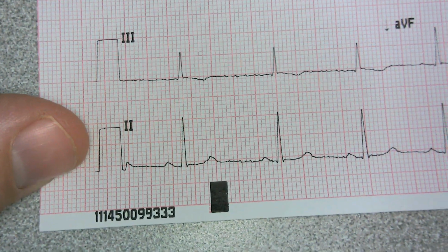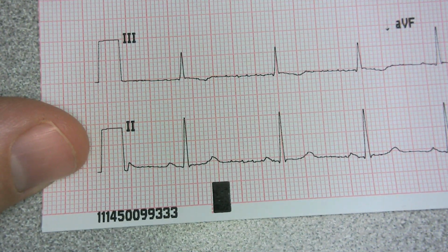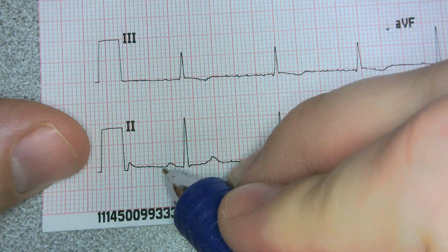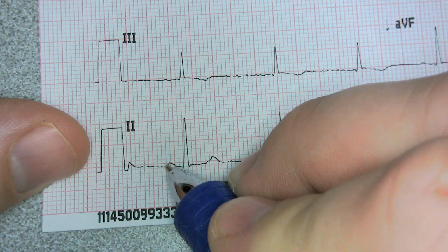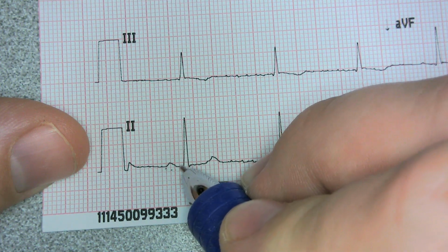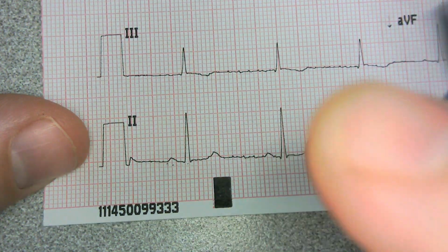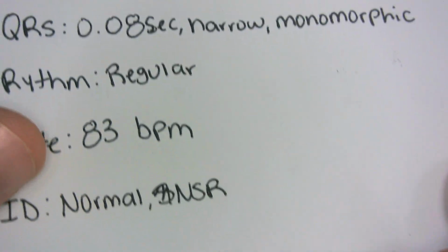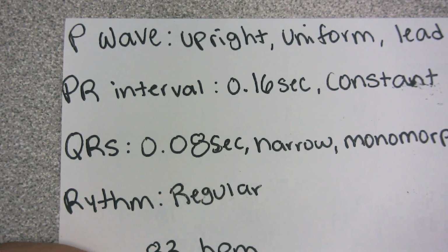Let's look at this. PR interval, she said 0.16 seconds. Here's the start of our P wave. 0, haven't gotten anywhere. 0.04, 0.08, 0.12, 0.16 seconds. Alright, let's see what she said. Yeah, so excellent job right here on both counts.